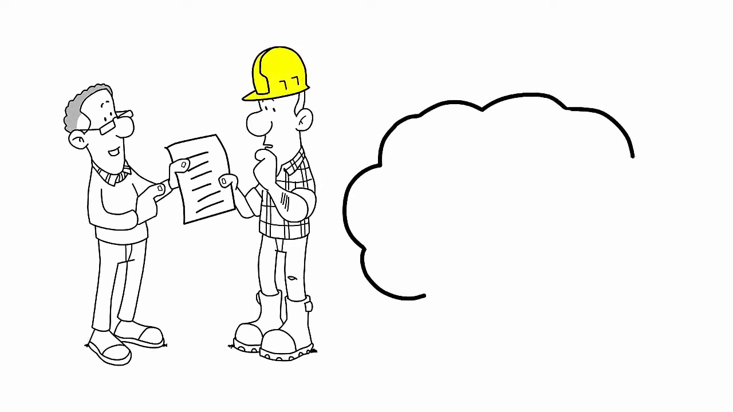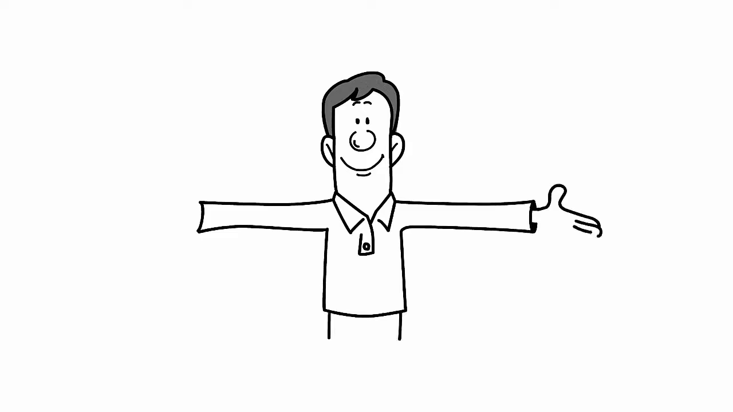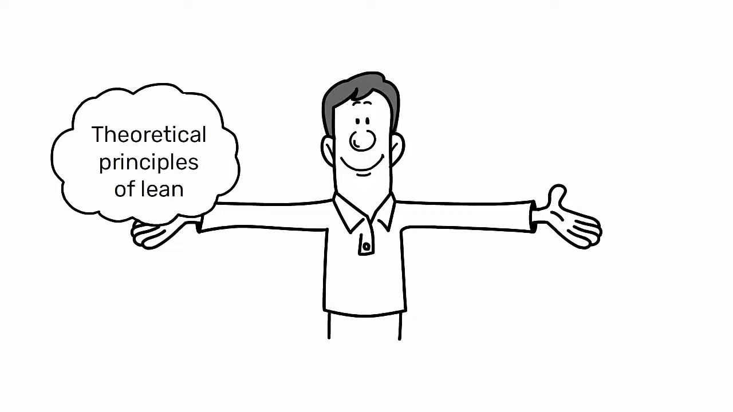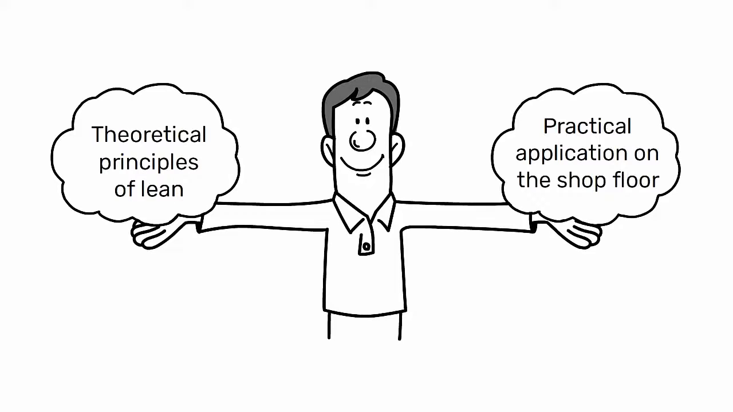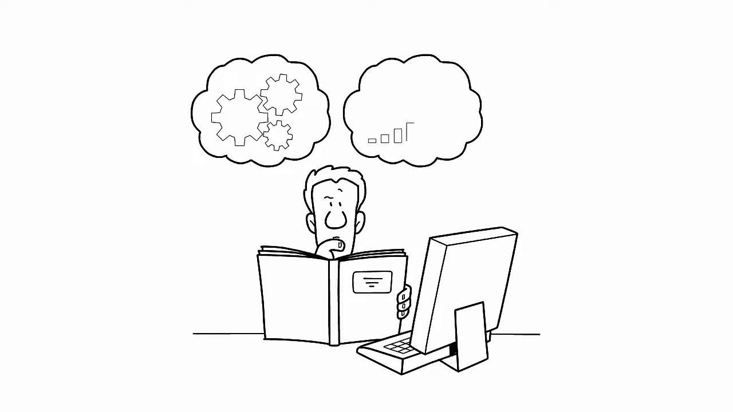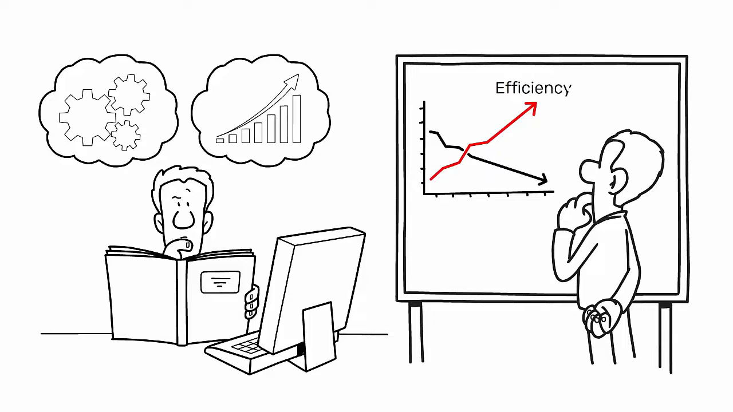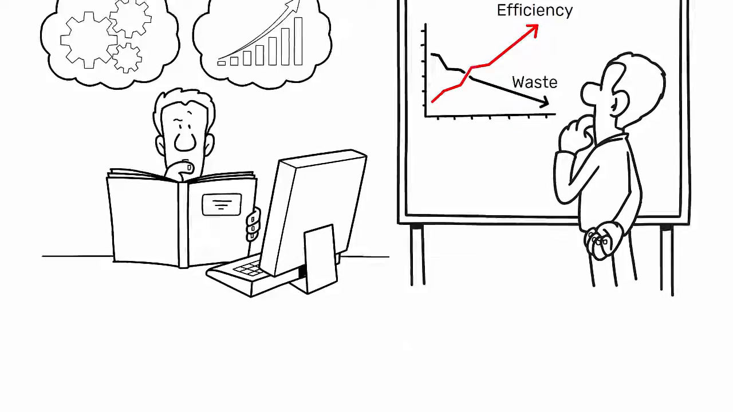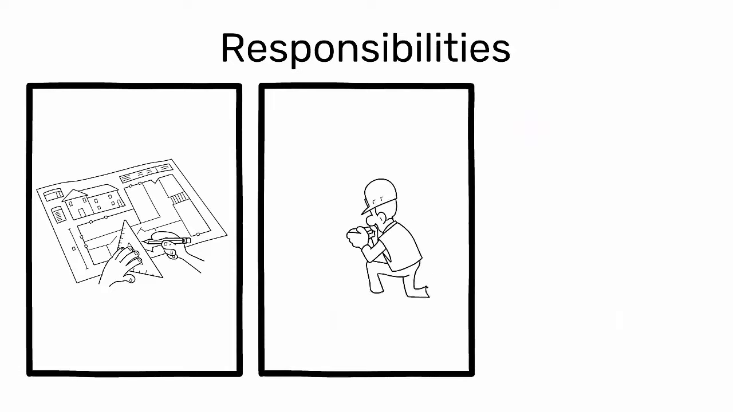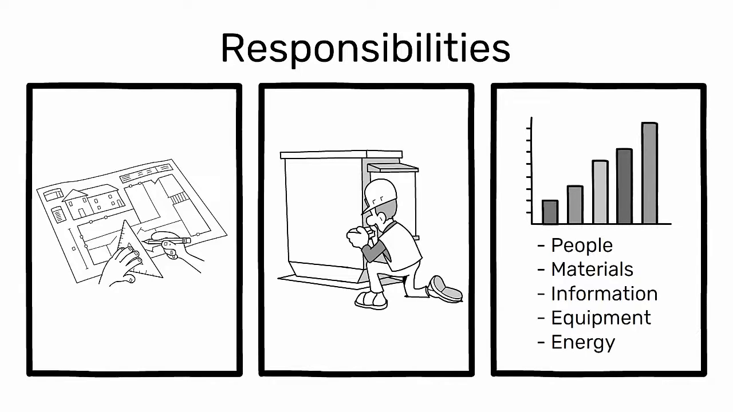The industrial engineer plays a pivotal role in the implementation of lean manufacturing, acting as a bridge between the theoretical principles of lean and their practical application on the shop floor. As experts in systems thinking and operations improvement, industrial engineers are uniquely positioned to drive efficiency and eliminate waste within manufacturing processes. Their responsibilities include designing, installing, and improving integrated systems that encompass people, materials, information, equipment, and energy.